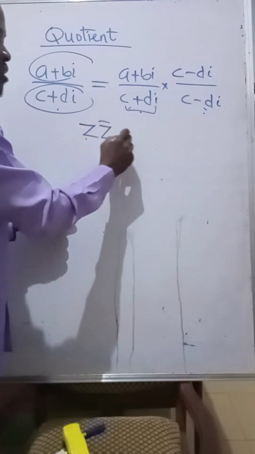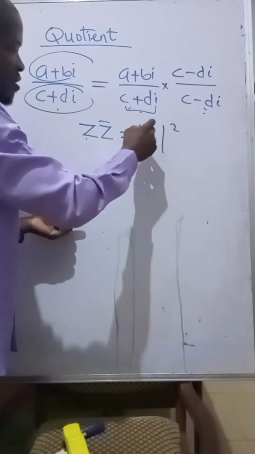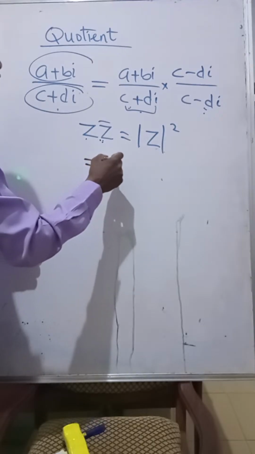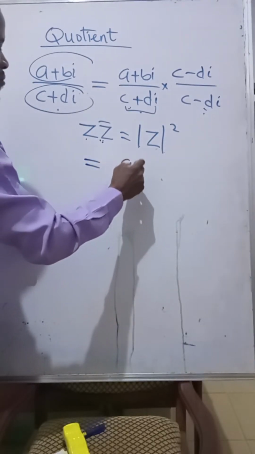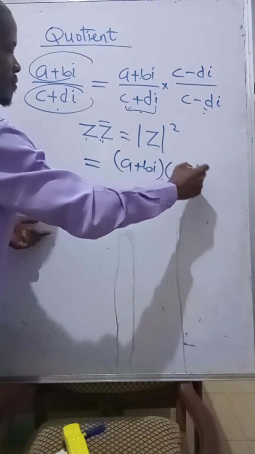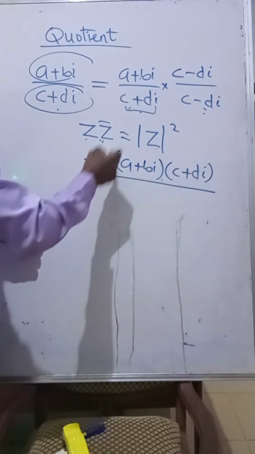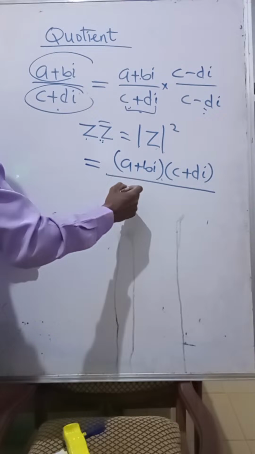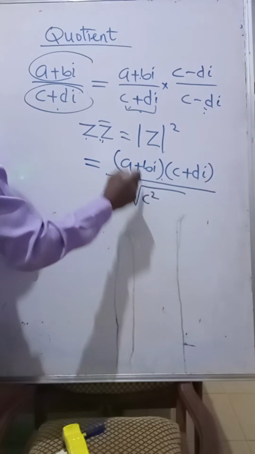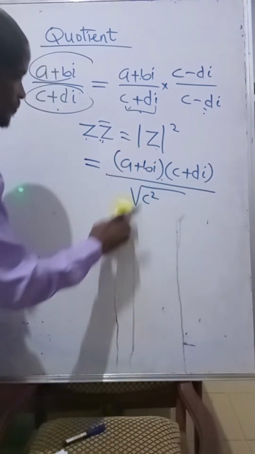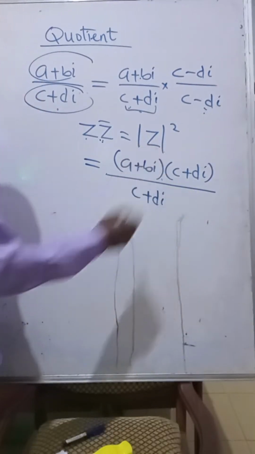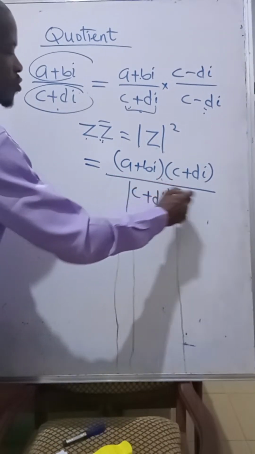We're going to apply this method: a complex number z times its conjugate gives you the square of the absolute value of that complex number. So this will be equal to a plus bi times this one, and then times this one will be the square of the absolute value of the complex number c plus di.